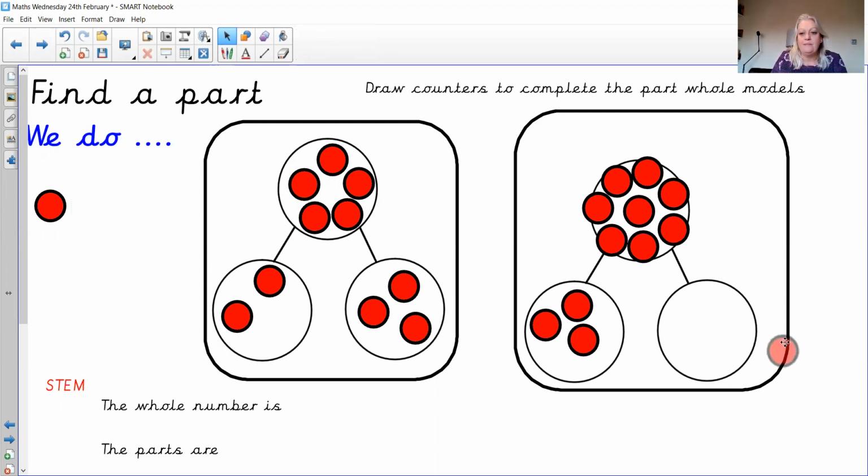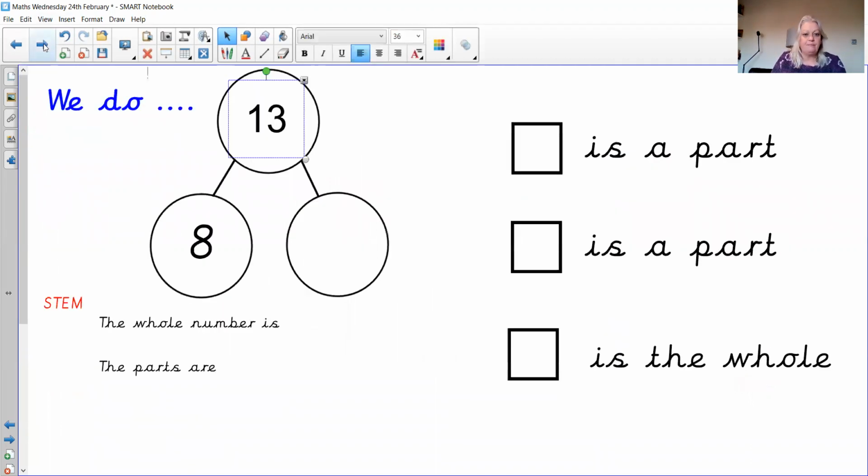So 3, 4, 5, 6, 7, and 8. So our parts are 3 and, count them again, 5. The whole number is 8 and our parts are 3 and 5. Pause the video if you need to go over that again a bit slower.